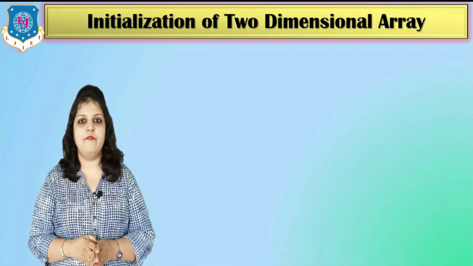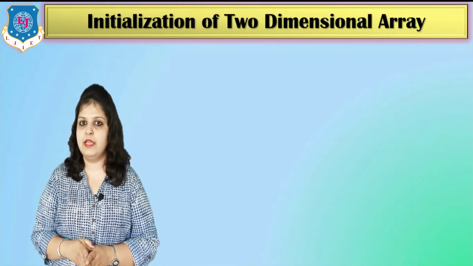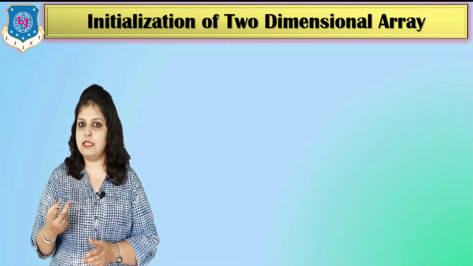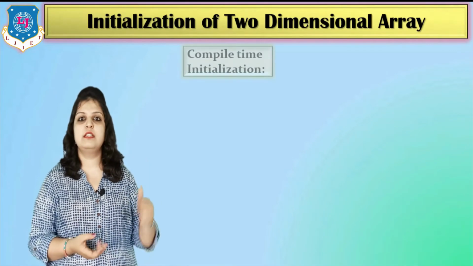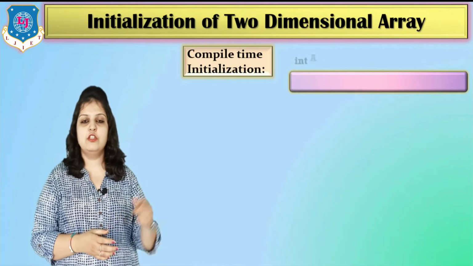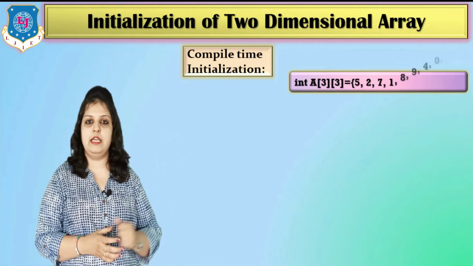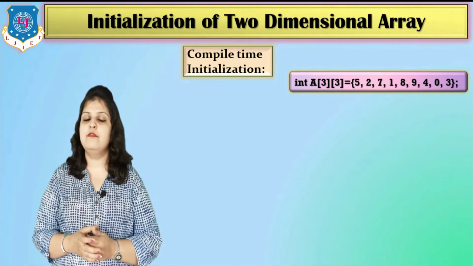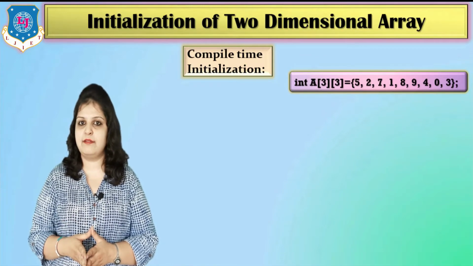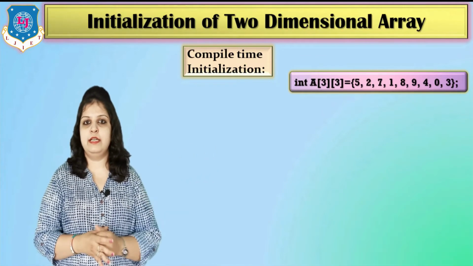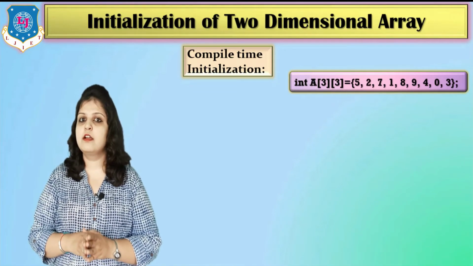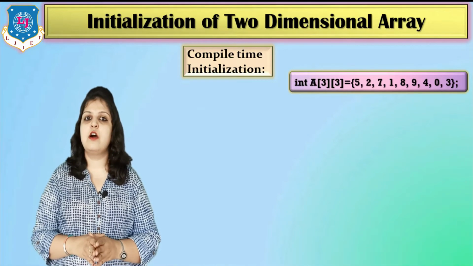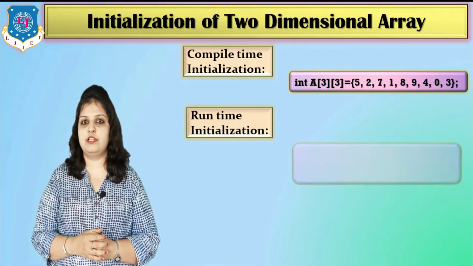Now let's see the initialization part. Initialization means assigning a value to our variable, and we can initialize in two ways. The first is compile time and the second is runtime. So first see the compile time initialization. Here you can see int a[3][3] is equal to, and we have to enter a total of 9 elements, right? So here I am entering 9 different elements. This is called compile time initialization. Now next is runtime initialization.